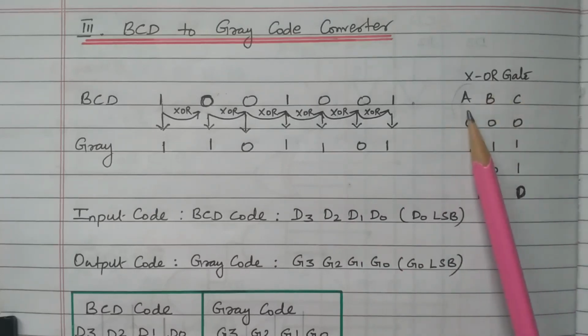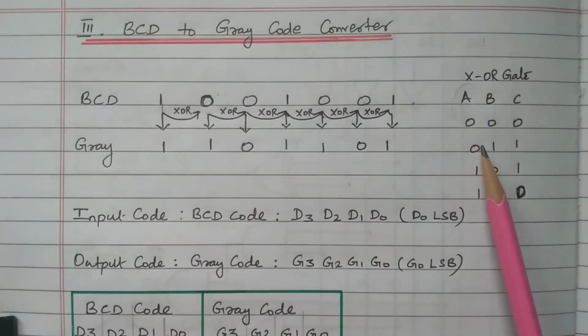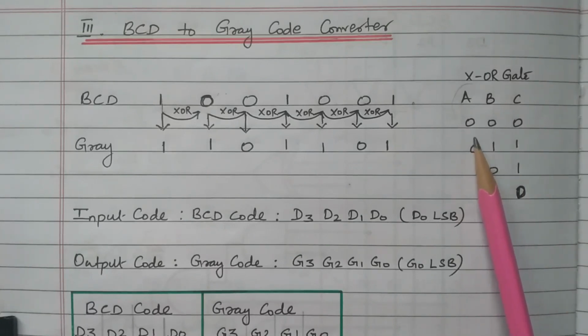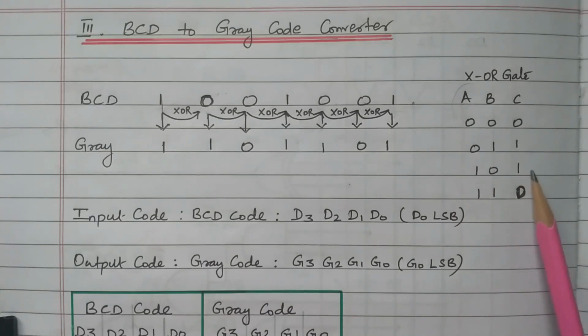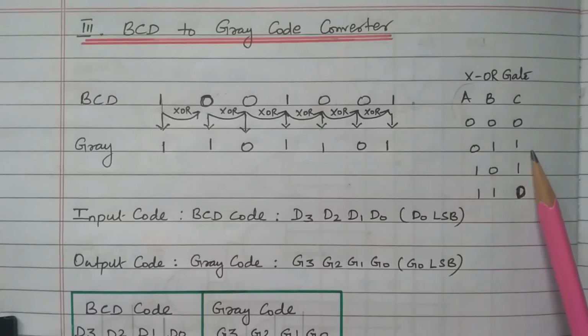XOR gate. This has inputs A and B, output C, right? The inputs A and B have four combinations: 0 0, 0 1, 1 0, 1 1. If it is 0 0, the output will be 0. 0 1 means 1, 1 0 means 1, 1 1 means 0. So from this truth table, we can say that if the inputs are equal, 0 0 or 1 1, the output is 0. If the inputs are different, 0 1 or 1 0, the output will be 1, high. So for the same input the output will be low, for different inputs the output will be high. This is the nature of the XOR gate.